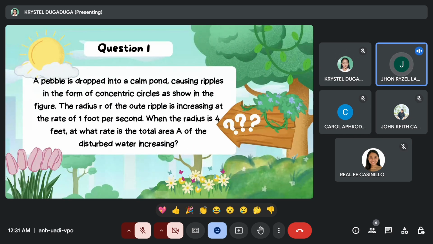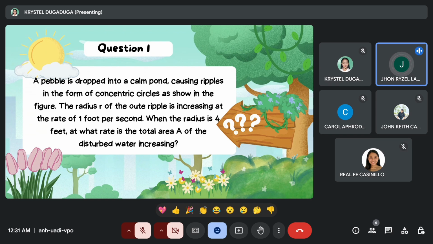Question number one. A pebble is dropped into a calm pond, causing ripples in the form of concentric circles as shown in the figure. The radius r of the outer ripple is increasing at the rate of 1 foot per second. When this radius is 4 feet, at what rate is the total area A of the disturbed water increasing?